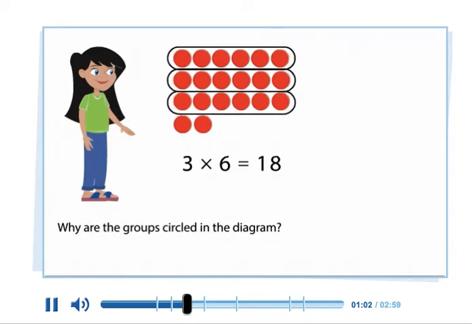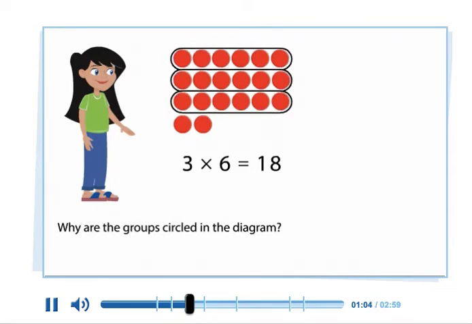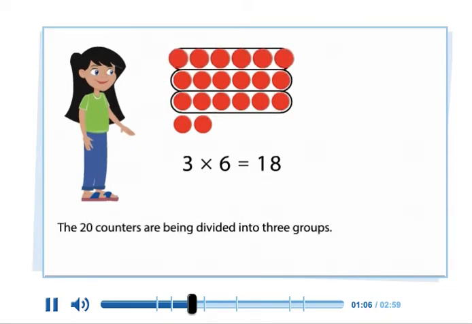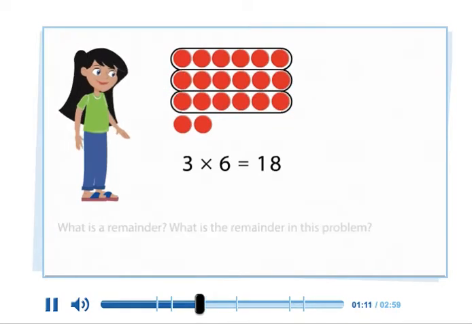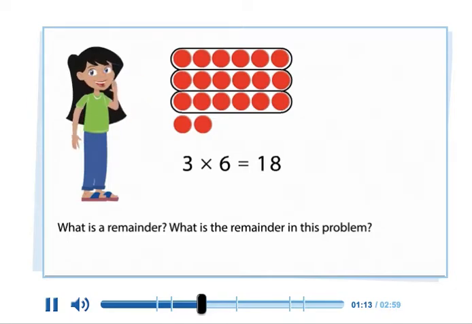Why are the groups circled in the diagram? The 20 counters are being divided into 3 groups. What is a remainder? What is the remainder in this problem?